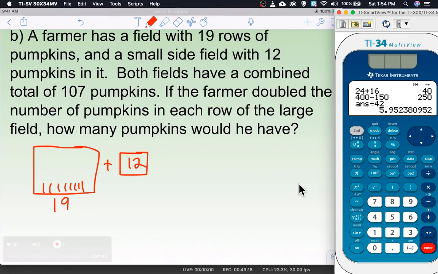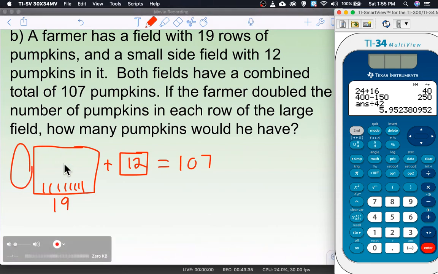It says both fields have a combined total of 107. So if I add these two fields together, I get 107 pumpkins. Now, right now, do we know how many pumpkins are in each row? I know there's 19 rows and I know there's 12. Do you know how many pumpkins are in this field or in each row?